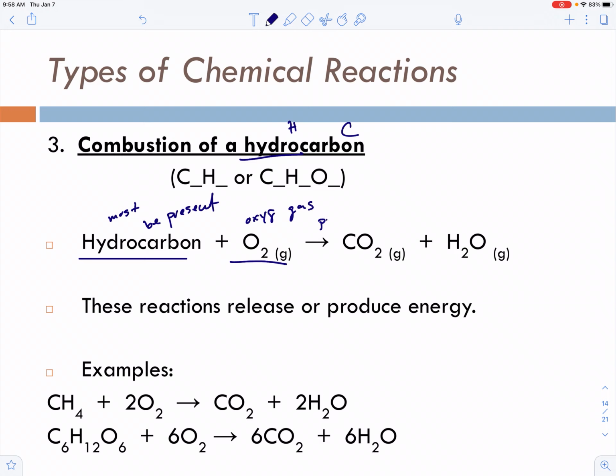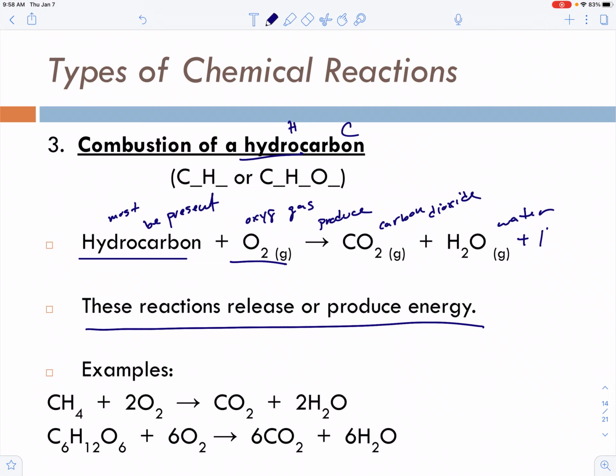And you have to produce carbon dioxide and water. So all 4 of those things need to happen in order for us to consider it combustion, just as our definition for class. And these reactions often release or produce heat. There will be an explosion or fire or some sort of heat being released, and so that heat is a product of the reaction, so we would write it on the product side.